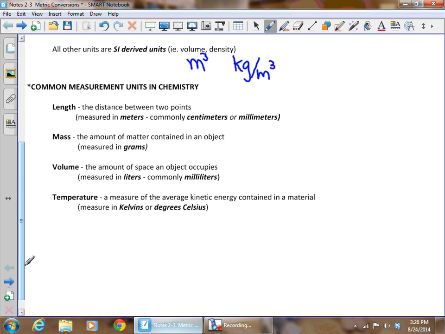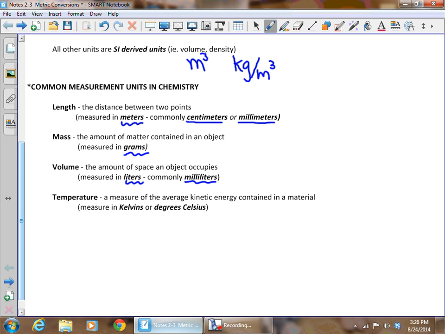Well, the most common things we do in the lab in chemistry, at least at this level, are length, mass, volume, and temperature. Length is measured in meters. The most common are the centimeter or the millimeter, the ones we use most commonly in the lab. Mass is in grams. Volume is measured in liters, although for the metric system, that's what we would call the base unit. But most commonly in the lab, we would use milliliters. That's what our graduated cylinders, etc., are measured in.